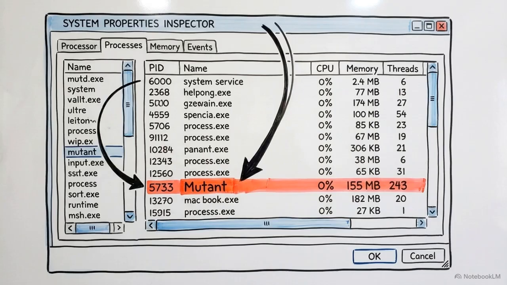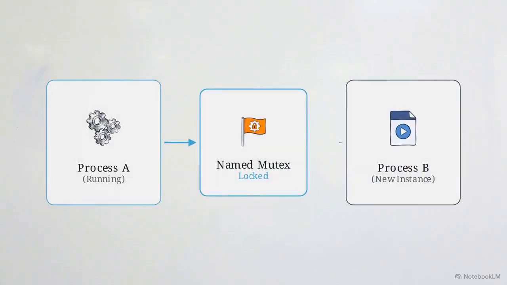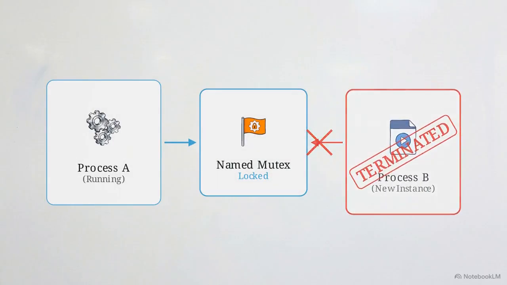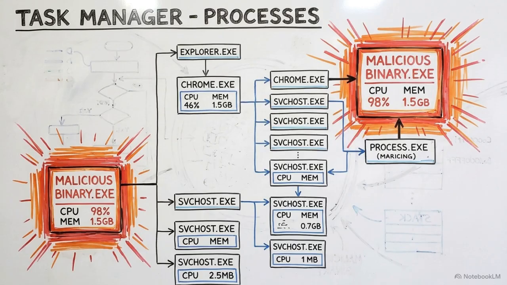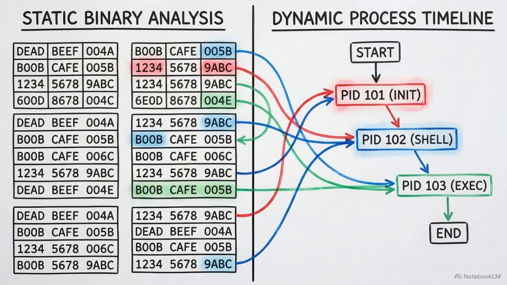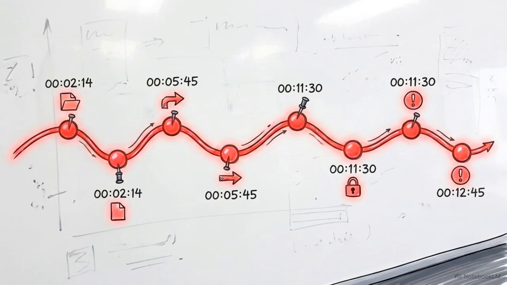Alongside registry changes, we monitor the process startup behavior for the creation of a named mutex. A mutex is a locking mechanism. Malware utilizes a named mutex to check if the system is already infected, ensuring only one instance of its operational code runs on the compromised host at any given time. Behavioral analysis acts as the critical bridge in our workflow. It translates the dormant potential we observed during static analysis into an actionable, time-stamped timeline of a system compromise.